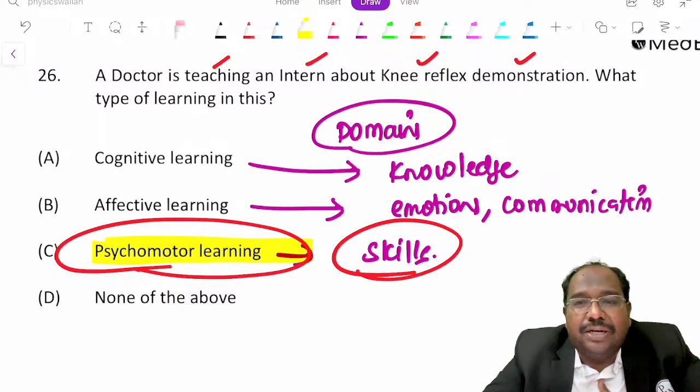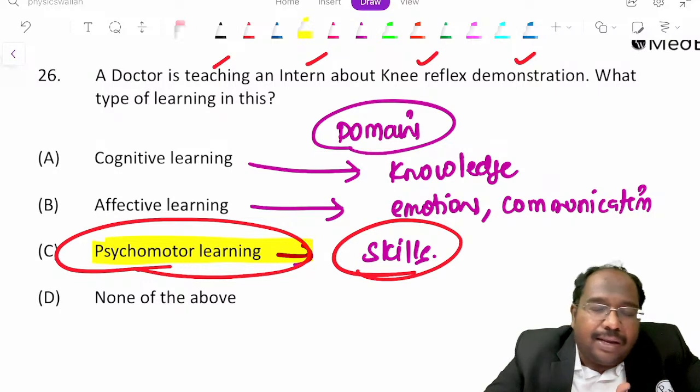I can ask you a question. Tell me 5 causes of hepatosplenomegaly. Okay, so here that's a knowledge domain. I'm checking your recall level. So that is cognitive domain.